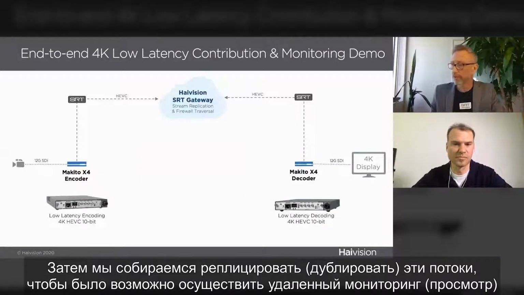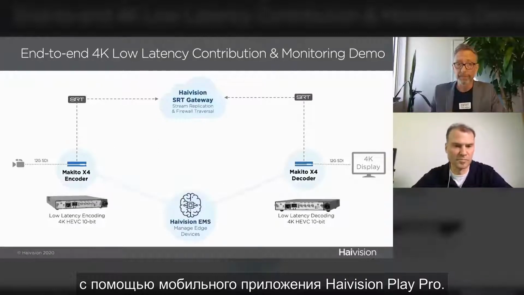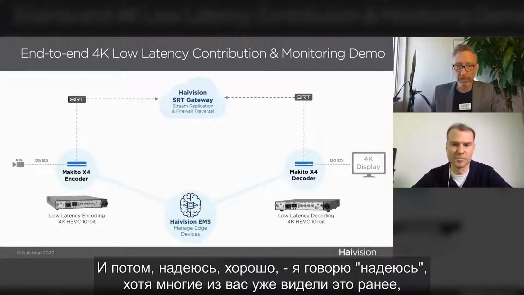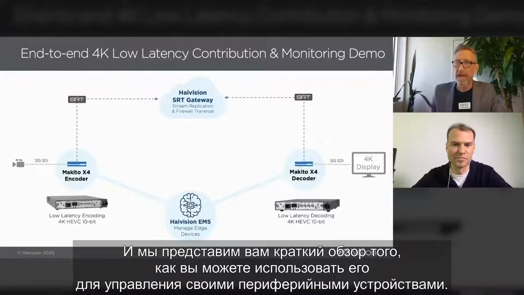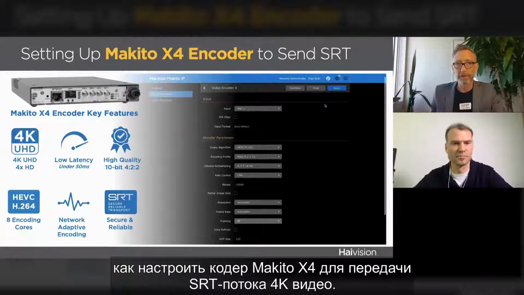Then we're going to take those streams and replicate them so you can see a way to enable remote monitoring on a mobile device, Haivision Play Pro. And hopefully everybody's seen it already, but my assumption is many of you have not yet seen Haivision EMS. We'll provide you with a quick overview of how you can use that to manage your edge devices. So with that, we're going to jump right in and start by showing you how to set up your Makito X4 encoder to send an SRT stream for 4K streaming.